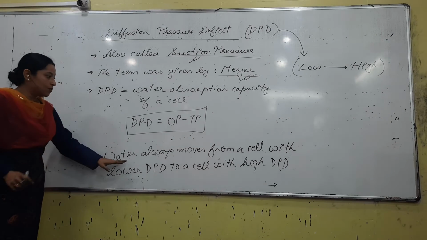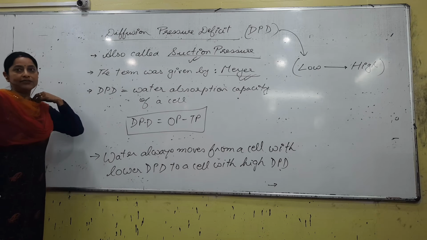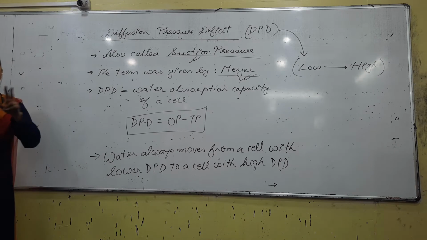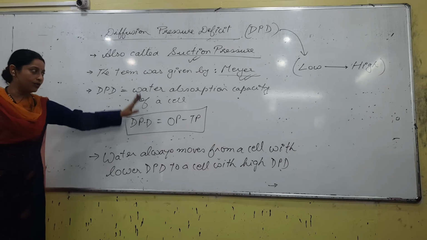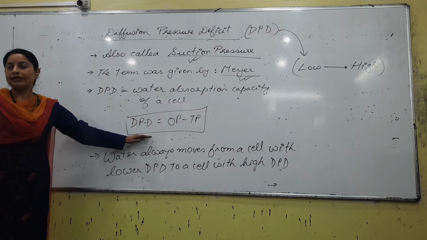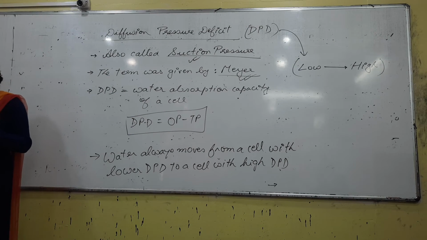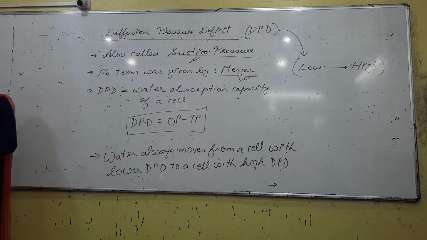Next is water. We have to keep one line in mind as far as DPD is concerned. If there are two cells, the movement of water will always be from the cell with lower DPD to the cell with higher DPD. In a nutshell, a cell will take in water when there are more solutes.